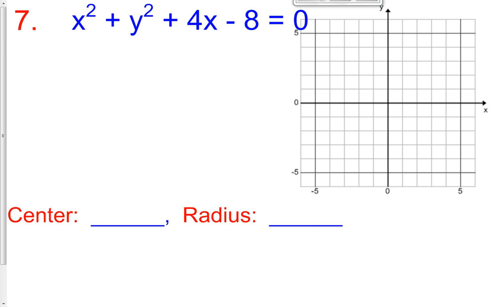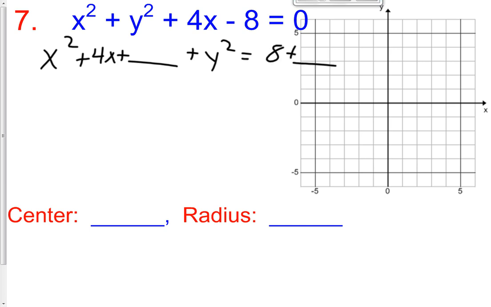So hopefully you did this. You put the x's together, so x squared plus 4x plus a blank. Then you just have y squared. You don't have any other y terms, so it's just going to be plus y squared. That equals 8 plus a blank. You had to bring the 8 over to the right side and get all the constants to the right.